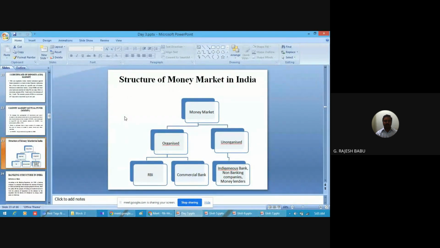The organized sector consists of the Central Bank, that is the Reserve Bank of India, commercial banks, both nationalized and private, foreign banks, cooperative banks, the discount and finance houses of India, and other financial institutions like IFCI, ICICI, LIC, GIC, and mutual funds, which also operate in the money market. The unorganized sector consists of non-bank financial intermediaries, indigenous banks, and money lenders.